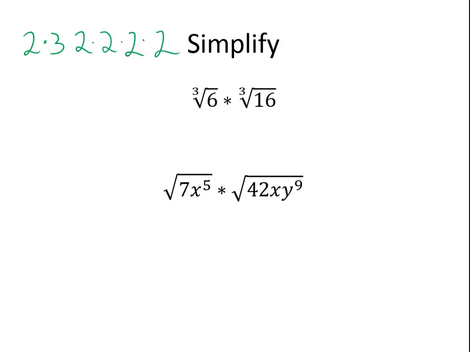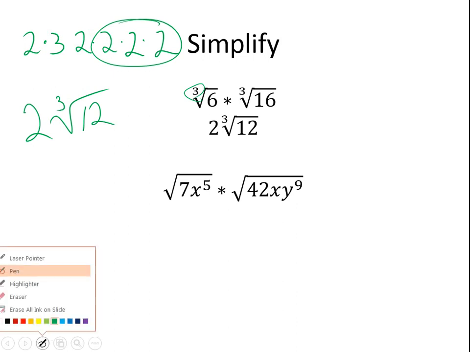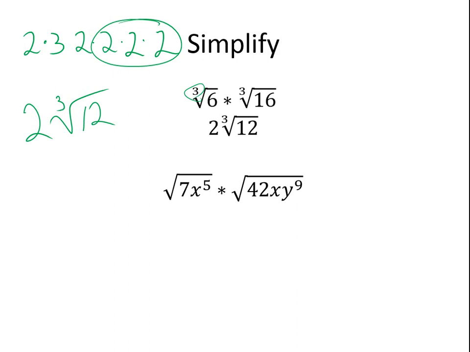Now we want to look for 3 of a kind, because we have the third root. So we go 2 cube root of 2 times 2, which is 4, times 3 is 12. So it looks like our answer would be 2 cube root 12. You can't forget that cube root. If you forget it, then you're going to get it wrong, because if you don't put it, then you're assuming that you're taking the second root, not the third root.